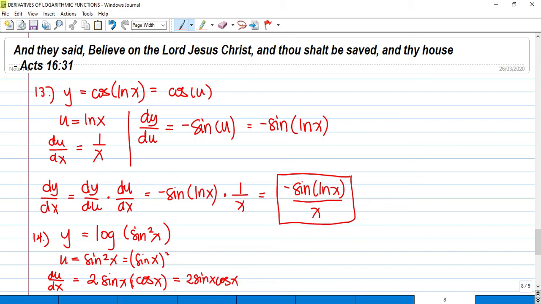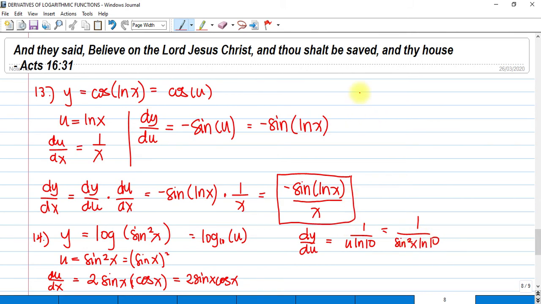Okay, so what will happen? We have to get dy over du. Our given is now replaced by log of u. If we get the dy over du of this, it would be 1 over u ln of 10. By the formula, our a here is 10, even though it's not written. So 1 over u ln of 10. But our u is equal to what? Our u is equal to sine squared x, so 1 over sine squared x ln of 10.